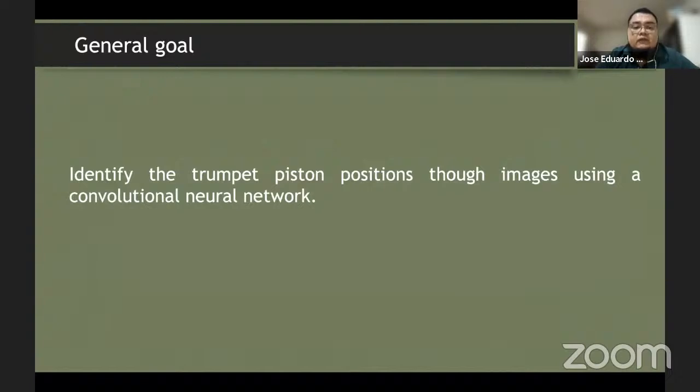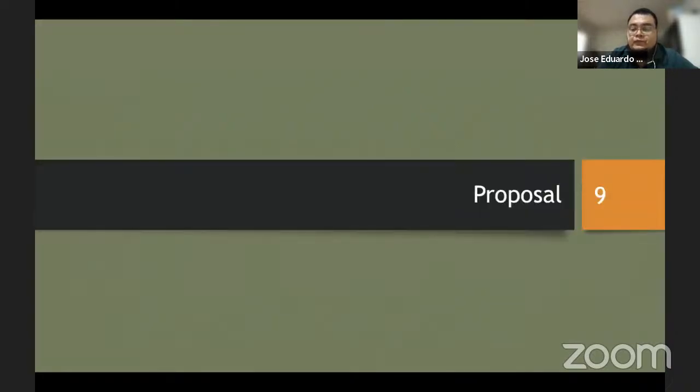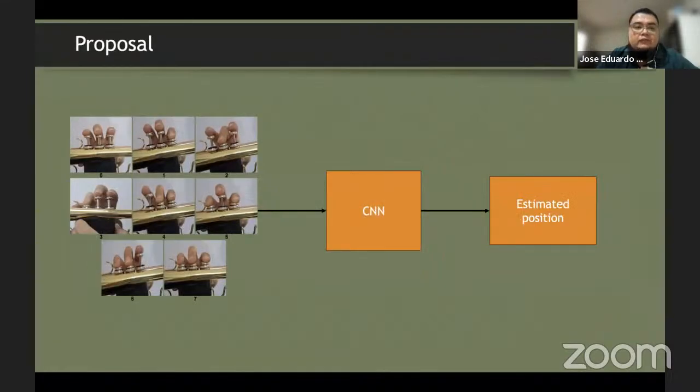So the general goal of this work is to identify the trumpet piston positions through images using convolutional neural networks. So our proposal is the following. We will have a data set from new students. We are going to use a CNN to estimate the position of the valves. So this is our proposed first approach to classify these images.